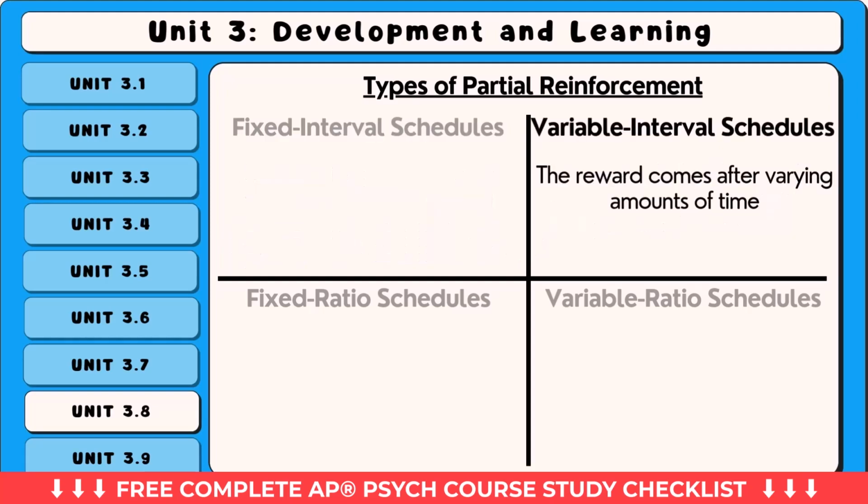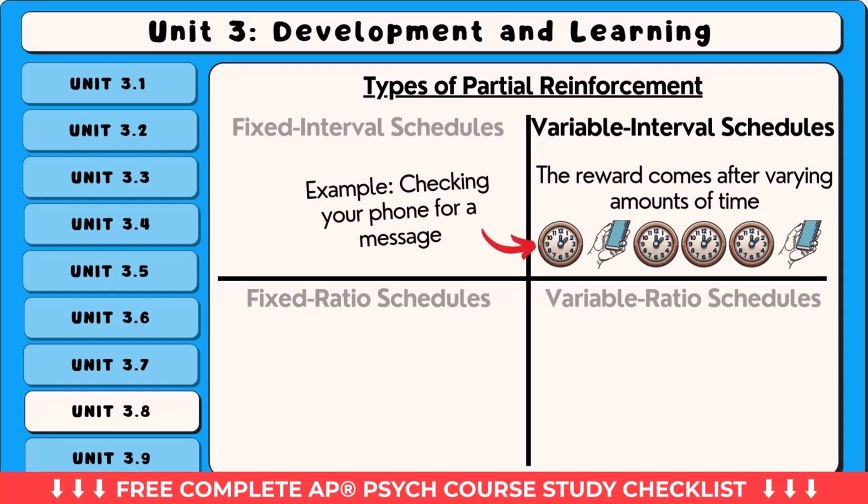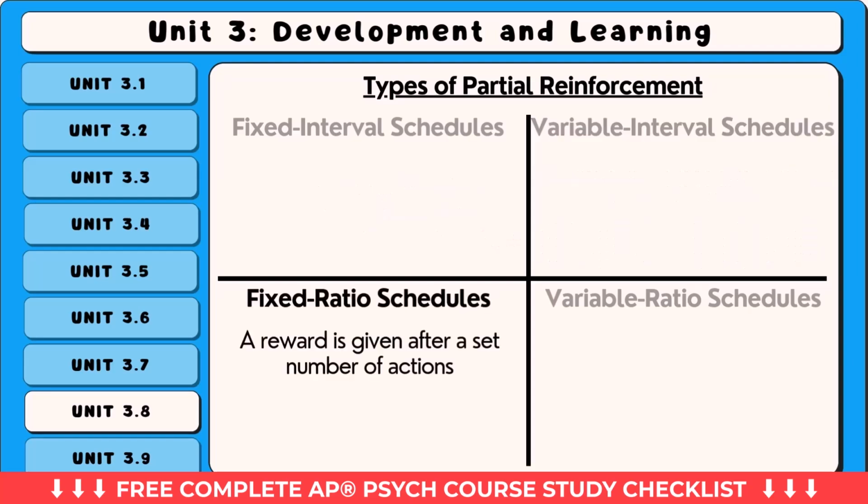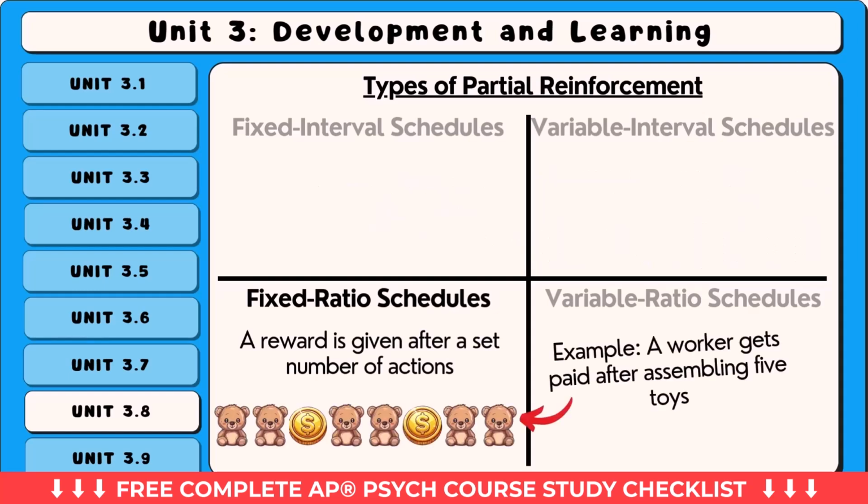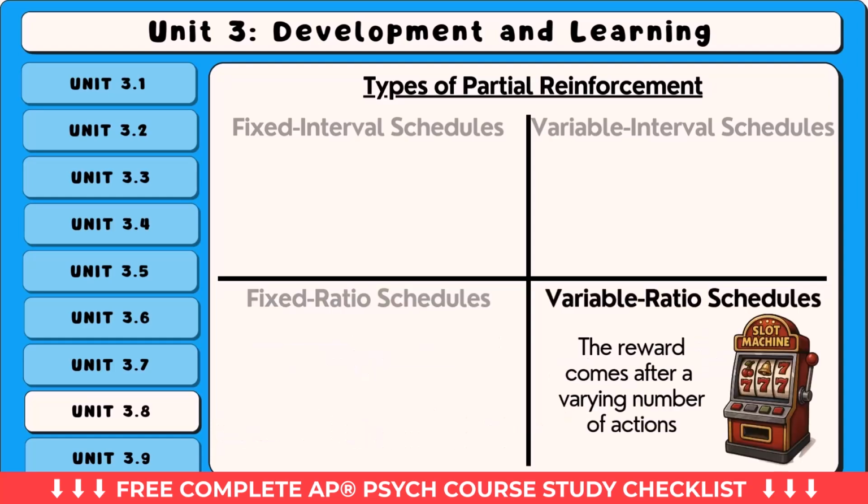The next type of partial reinforcement is a variable interval schedule. This means the reward comes after different amounts of time, and the person doesn't know when. An example is checking your phone for a message. You might check often because a message could come at any moment. In a fixed ratio schedule, the person or animal gets a reward after a set number of actions. For example, a worker might get paid after assembling 5 toys. They know exactly how many actions are needed, so they may work fast to reach the reward.